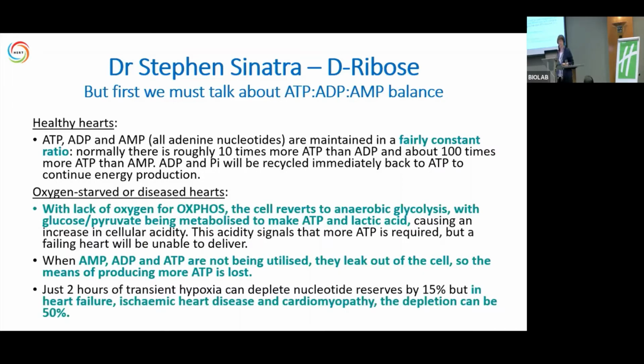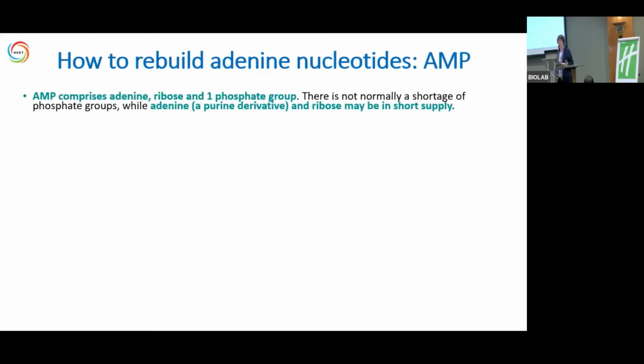So he points out that 2 hours of transient hypoxia can deplete nucleotide reserves by 15%. But in heart failure, ischemic heart disease, and cardiomyopathy, the depletion can be as much as 50%. And if you're never going to get that back, there's not a lot of hope for you, frankly. But you can rebuild the adenine nucleotides.